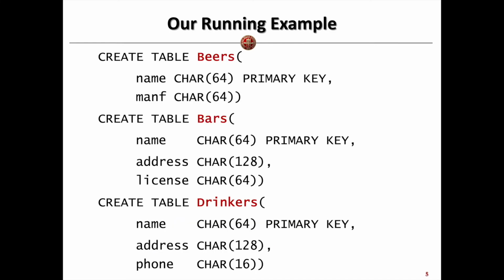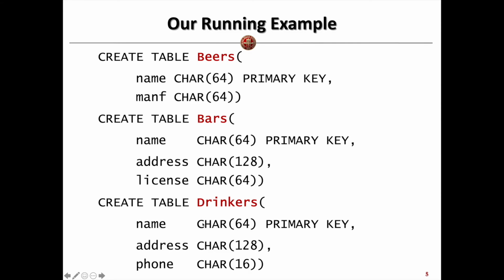Now we can create a table for beers with name, char 64, as well as manufacturer, char 64 as well. And this name is a primary key. It will be similar for the bars and drinkers. We can also create a table for them, right? The name are the keys for these tables.